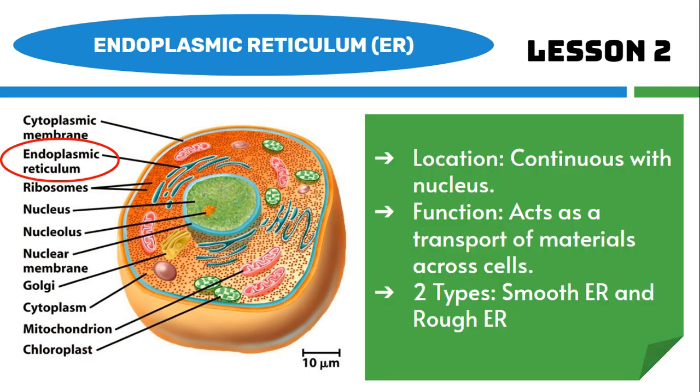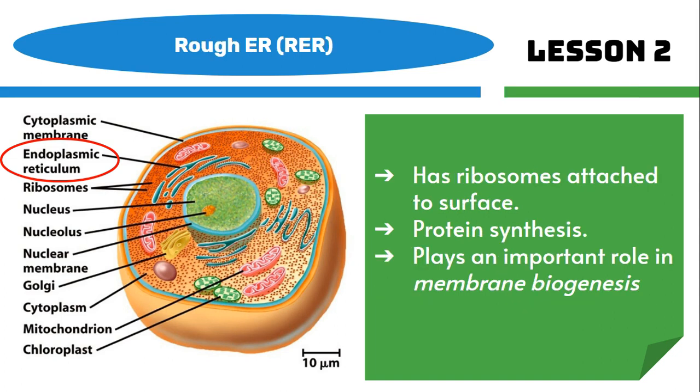So next organelle, endoplasmic reticulum. It's continuous with the nucleus, and it acts as a channel of transport of materials between cells and within the cell itself. There are two main types, smooth endoplasmic reticulum and rough endoplasmic reticulum. Rough endoplasmic reticulum, also known as RER, is called rough because on the surface it has ribosomes attached to it, which give it a rough texture.